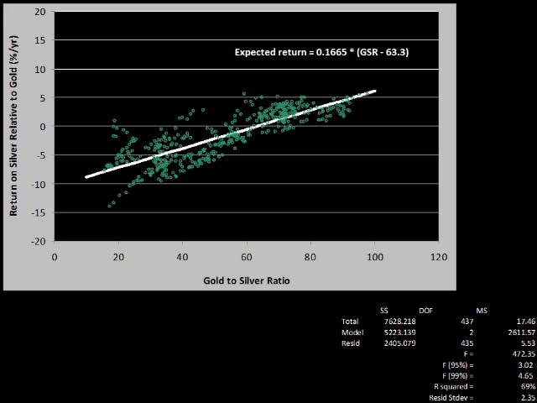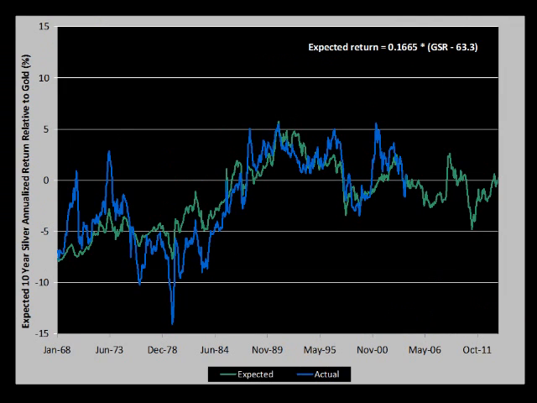So how well did the model actually predict returns if it were to backtest the data? Here's the answer. Going back 45 years and looking at every 10-year window of time, we can plot the actual annual return of silver versus gold and compare it against the model prediction. Note that the actual data stops in the year 2004 for the simple reason that we don't yet know what the 10-year forward annualized returns will be from that point forward.